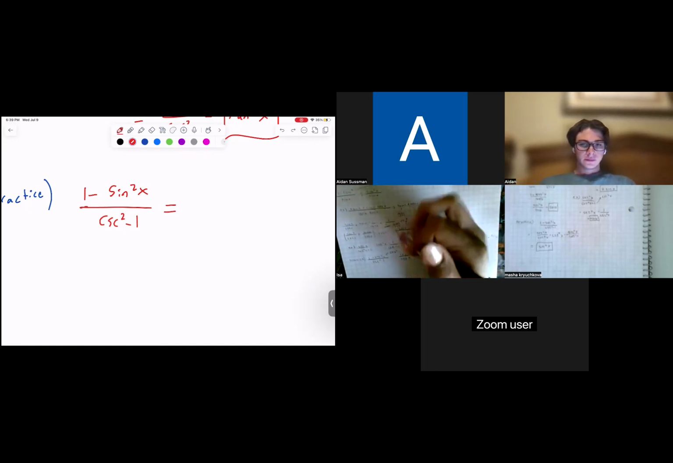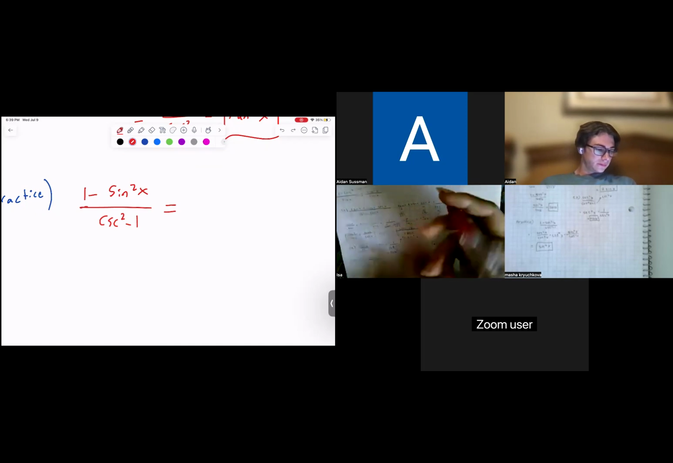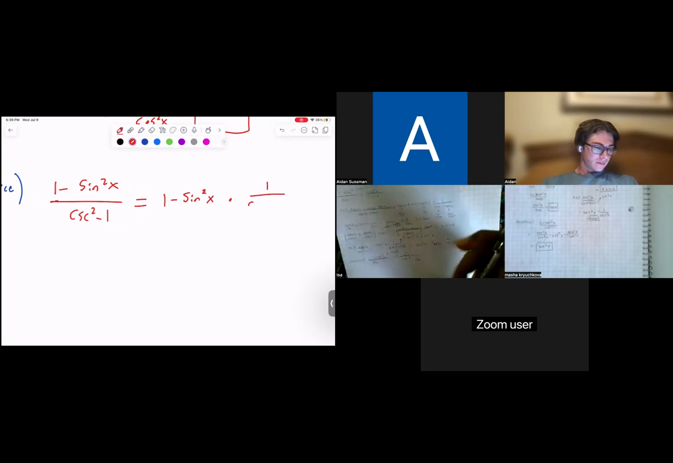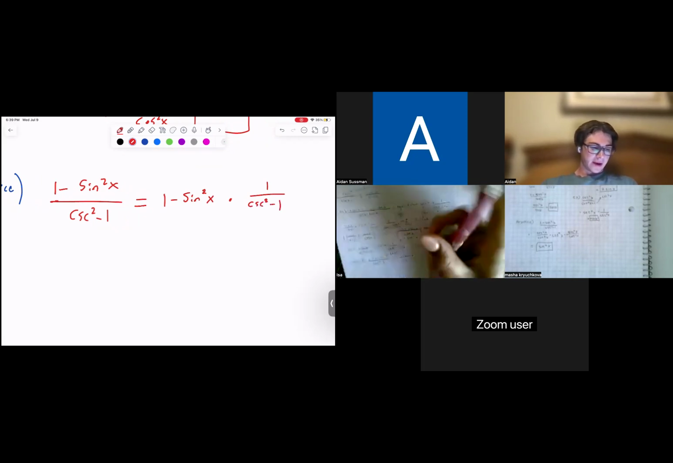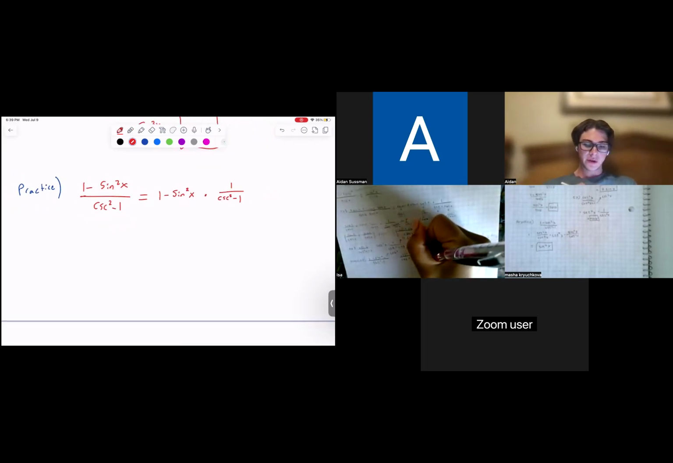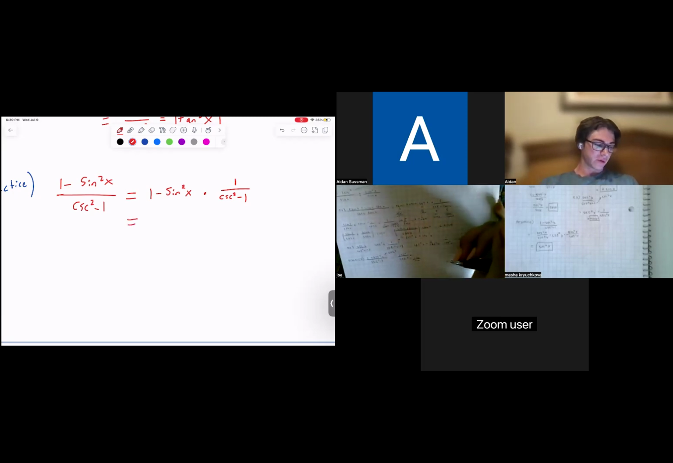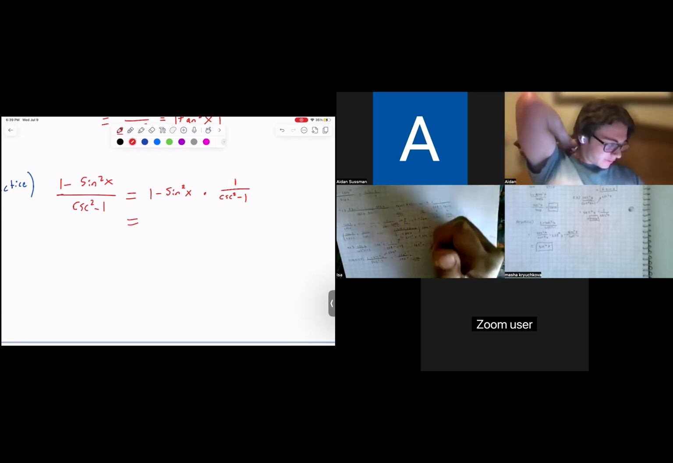I separated the numerator and denominator. I did 1 minus sine squared x times 1 over cosecant squared minus 1. Yep, that's a perfect first step. I would do that too. You don't have to though. I see Masha did it a slightly different way. You separated the fraction after. That's perfectly okay. Whatever works for you. Helena, can you tell me then what do we do next? What do we notice we could do next?